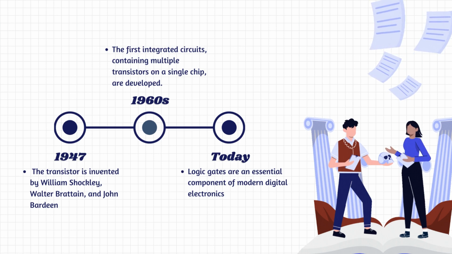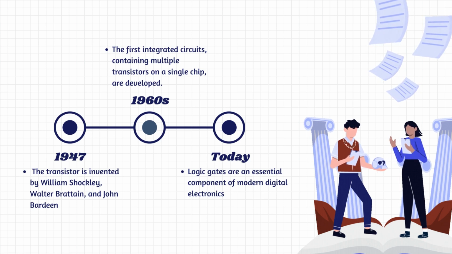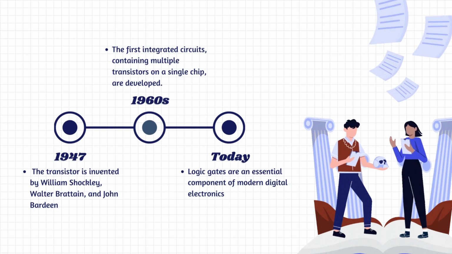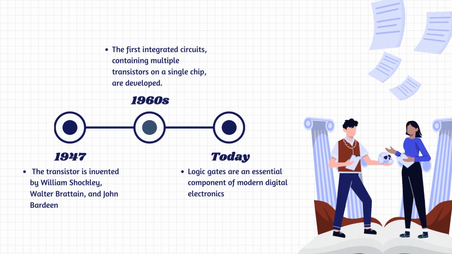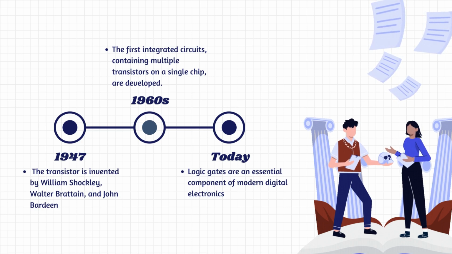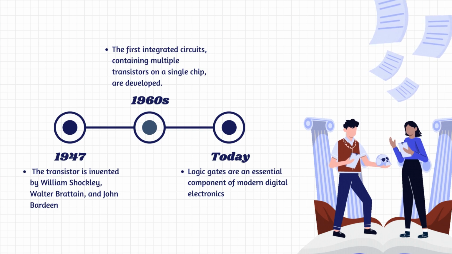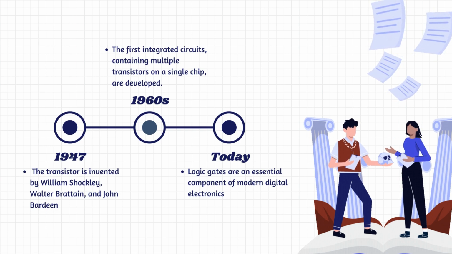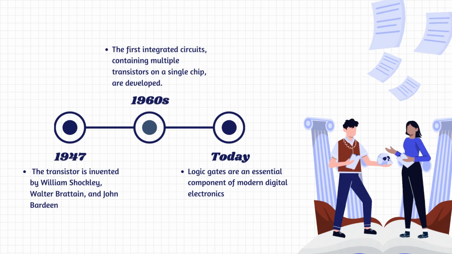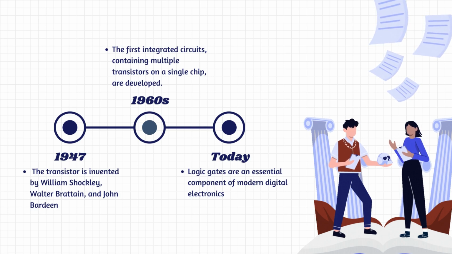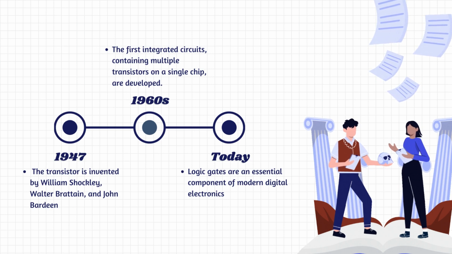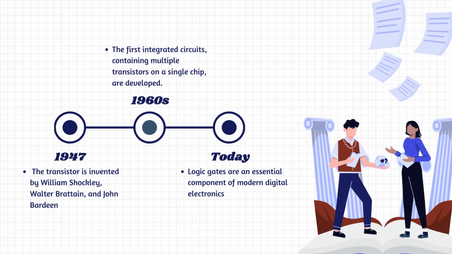Then the invention of the transistor in 1947 by William Shockley, Walter Brattain, and John Bardeen revolutionized the electronics industry and paved the way for the development of modern logic gates. The first integrated circuits, which contained multiple transistors on a single chip, were then developed in the 1960s. Today, logic gates are an essential component of modern digital electronics and are used in a wide range of devices.